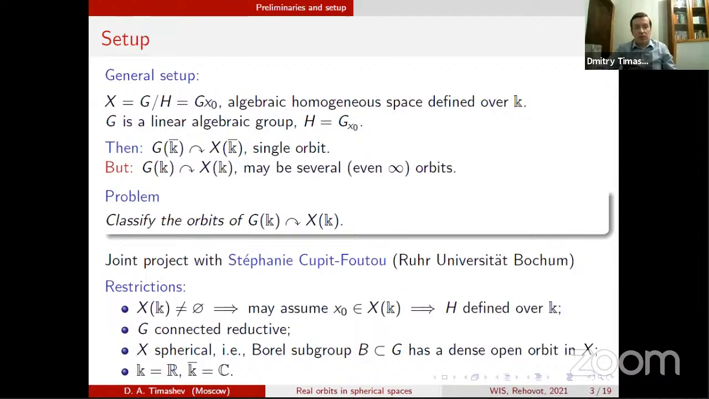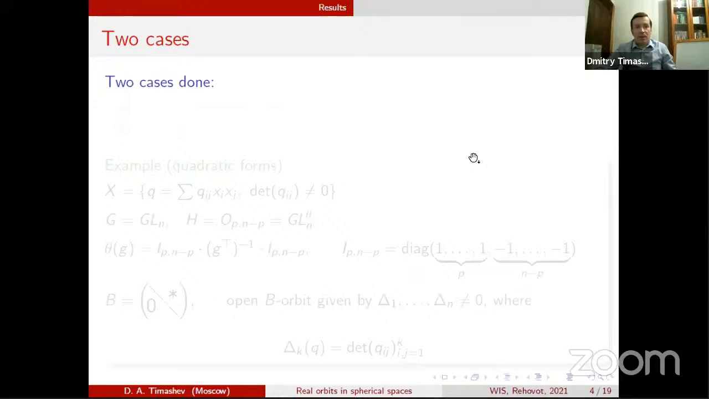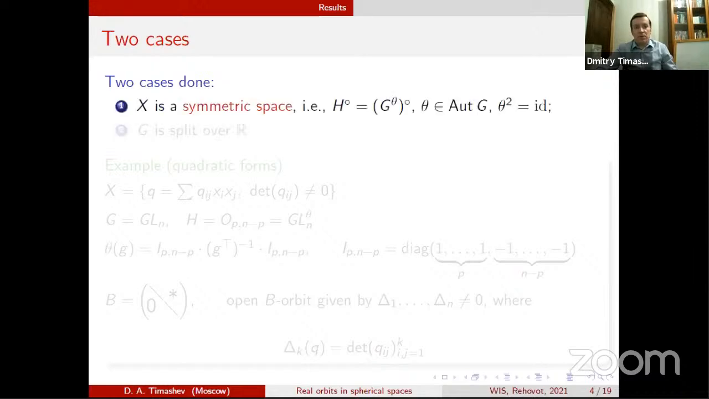Okay, so so far under this setup, we have done two cases. The first one is the case of a symmetric space. That is, the stabilizer is assumed to be, up to connected components, a fixed point subgroup of some involution on G. Symmetric spaces are always spherical, so this case fits in the general setup.